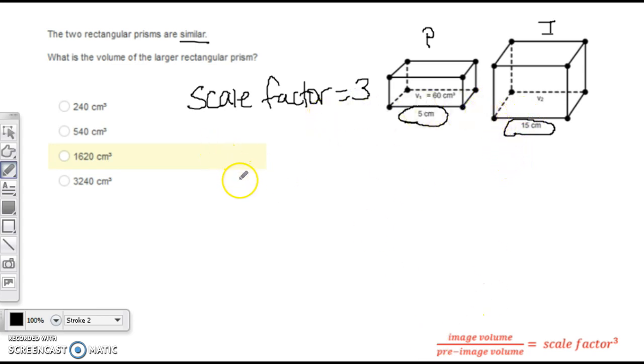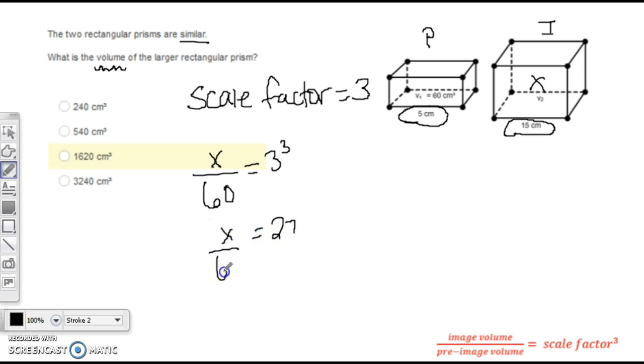Then I'm going to set up my ratio. I want my image volume, which I don't know yet, over my pre-image volume, which is 60. And I'm going to set that equal to the scale factor cubed. Again, because I'm dealing with volume, and volume is units cubed. So 3 to the third power is like multiplying 3 times 3 times 3, which is 27.